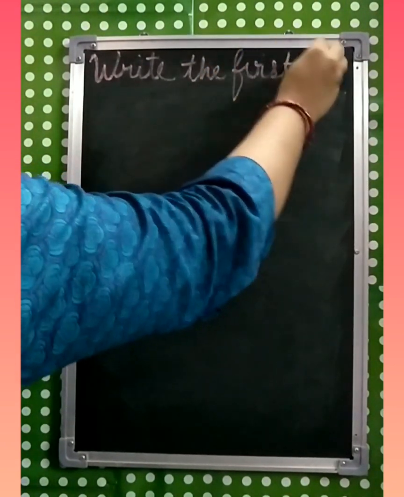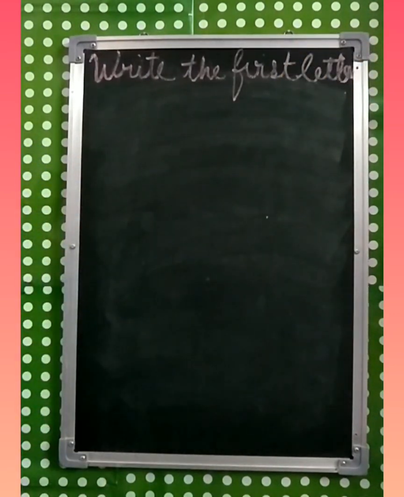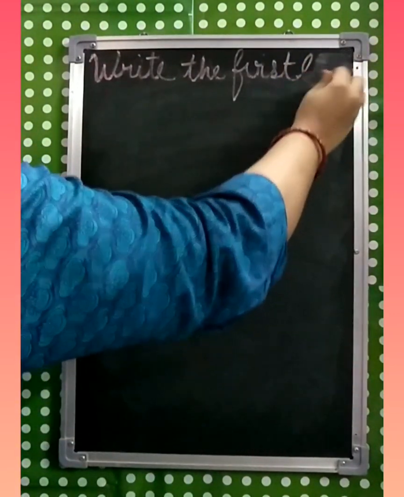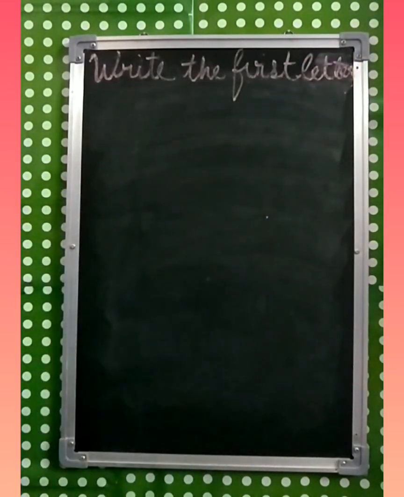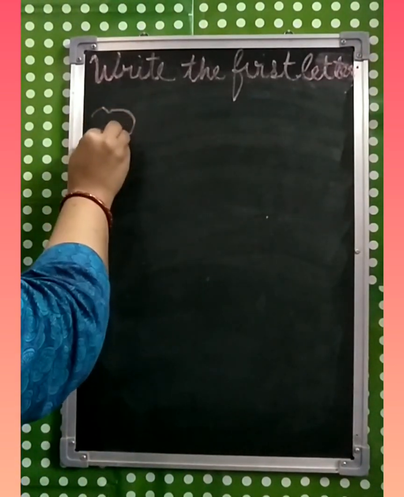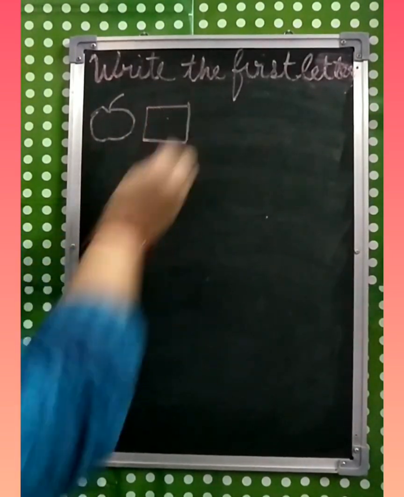In this, ma'am has drawn a few pictures. Okay. And in that picture, you are going to tell me it starts with which letter. Like, I have drawn this and I have made a box here.